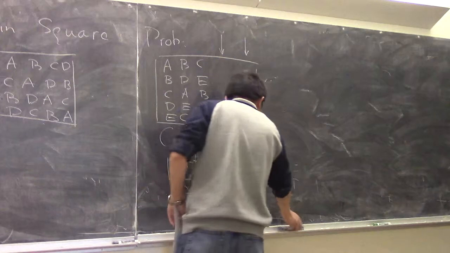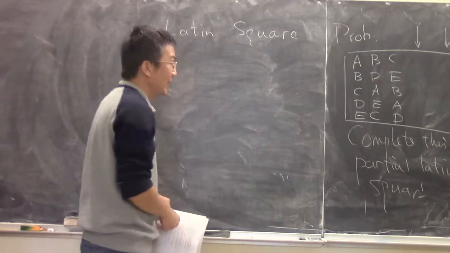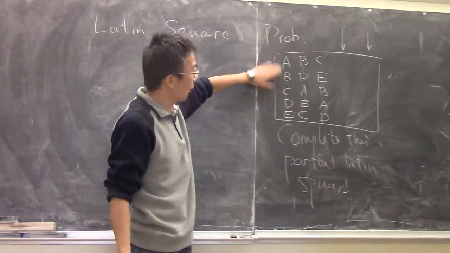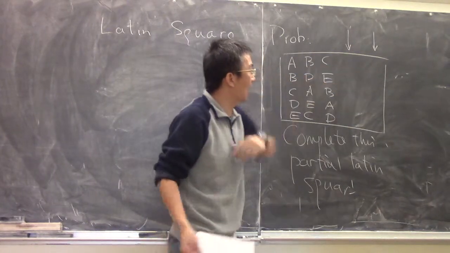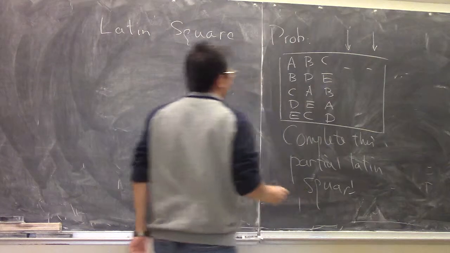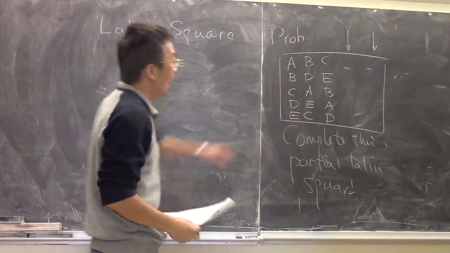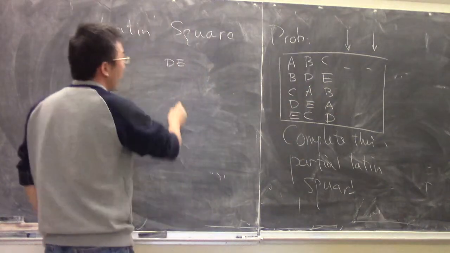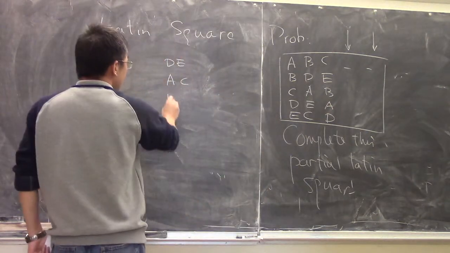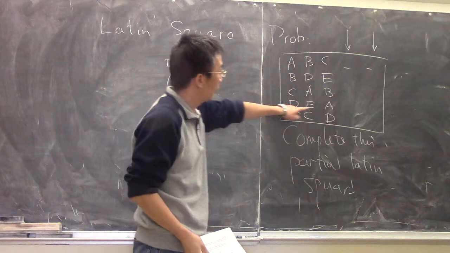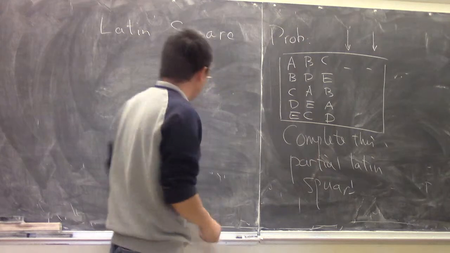So we will also try to use a graph to solve this problem. The idea is, if you use 5 letters to complete this Latin square, what will be the left 2 letters you can choose? For the first row you can choose from D, E, for the second one you can choose from A, C, and for the third row you can choose from D, E again. For the fourth one, you can choose from B, C, and for the fifth one, you can choose from A, B.